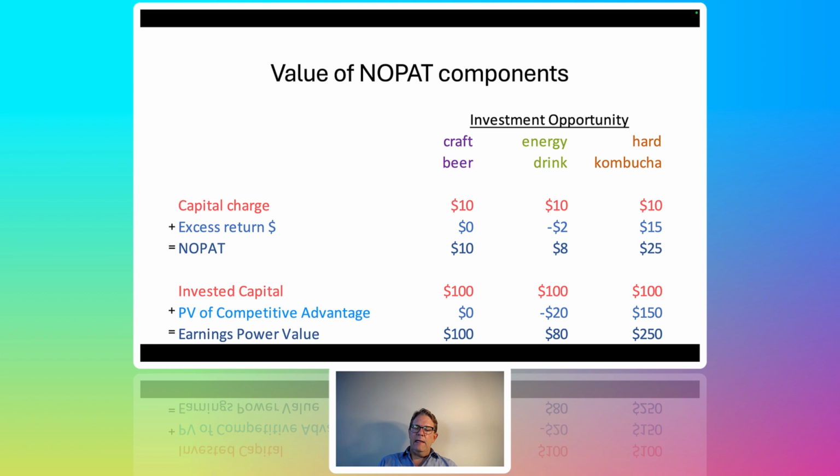All right, now we've lined them all up. We can see that invested capital is 100 million in each case. Present value of competitive advantage is 0 in craft beer, negative in energy drink, and then a positive 150 in hard kombucha. And then earnings power value is the sum of those two, which is pretty interesting.